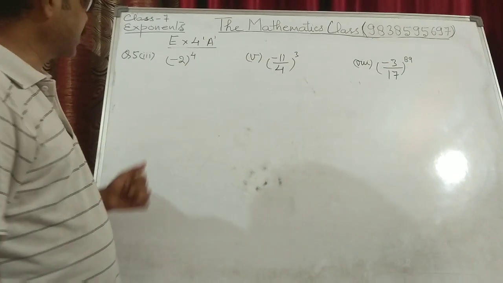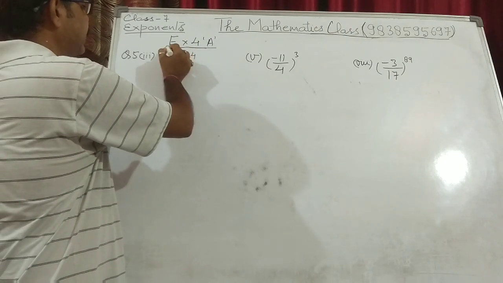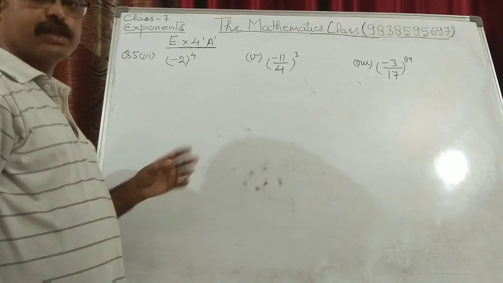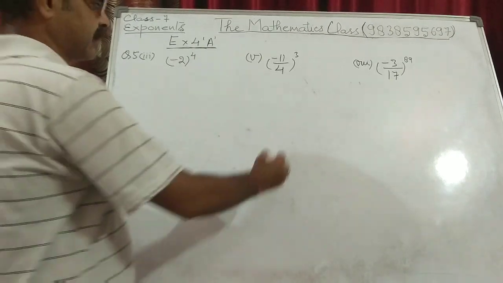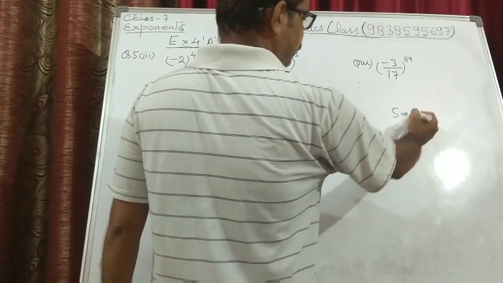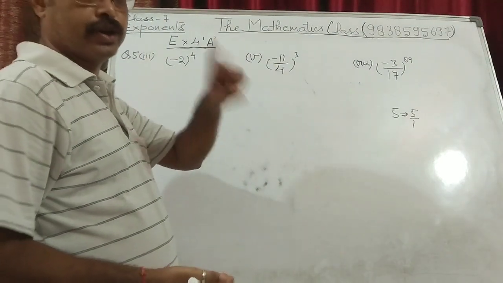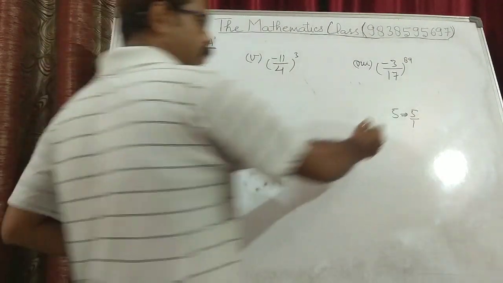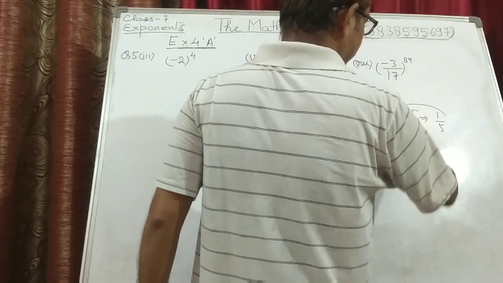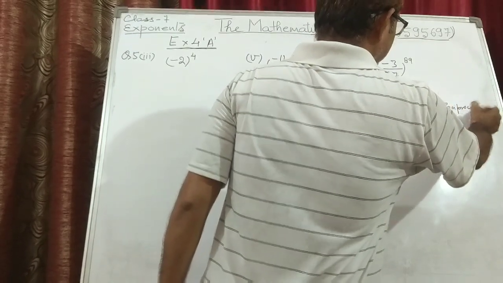Now question number 5 reads, find the reciprocal of. A reciprocal you have studied. If it is written 5, this 5 means 5 upon 1. And if you want to reciprocate, the denominator will become numerator and numerator will become denominator. Reciprocal is 1 upon 5. This is the reciprocal. So that is what you have to do.